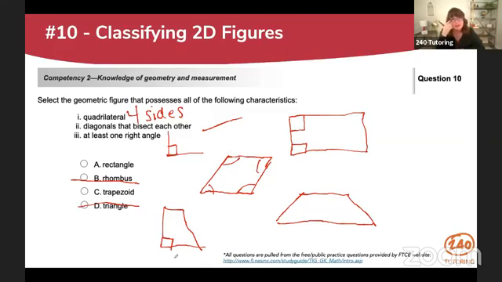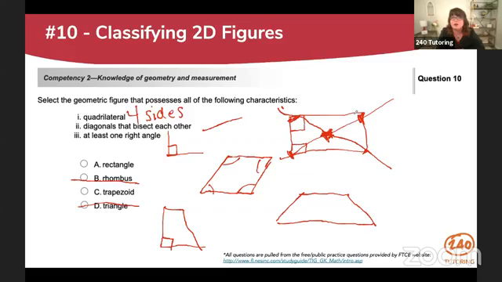Diagonals that bisect each other. So 2 equal parts. So if I take the diagonal lines through that rectangle, now this time I'm not looking for right angles. This would be nice if I had a ruler. But I'm looking for, does it split them into 2 equal parts? So when I draw that, is this part right here equal to this part right here? And is this one bisected where this half is the same length as this half? And the answer is yes.